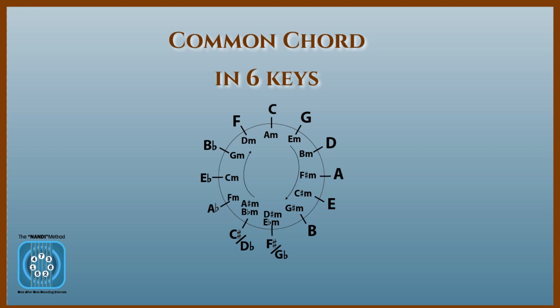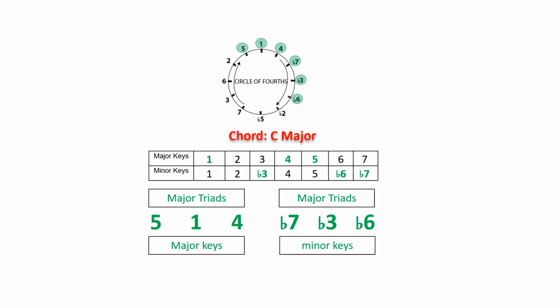In this lesson, you will learn how to identify a common chord in 6 keys using the NANDI method. Let's use the C major triad as our example. In the order of fourths below, you'll notice that the major triads in major keys are from scale degrees 5, 1, and 4, while major triads in minor keys are from scale degrees flat 7, flat 3, and flat 6.